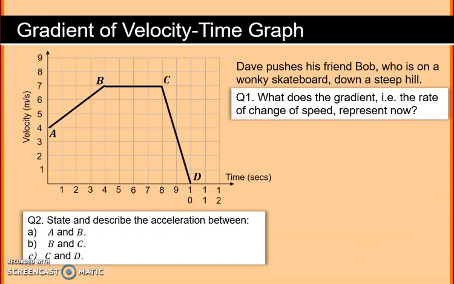Okay, what about the gradient of a velocity time graph? We do get these graphs where instead of drawing distance travelled up the side, we have velocity. This is a velocity or a speed time graph. Now when you get this, what does the gradient represent? Dave pushes his friend Bob, who's on a wonky skateboard, down a steep hill. You can see as he's pushing him down, he's speeding up. He was at 4 meters per second. By the end of the journey, he's at 7.